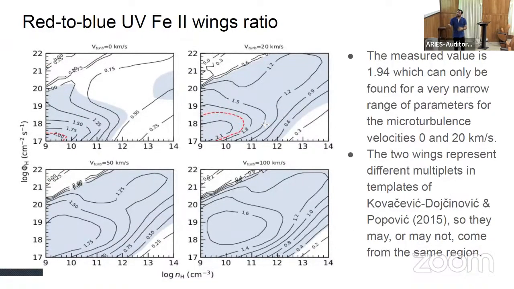Okay, then we also plotted contours for the red to blue ratio. The observed value is 1.9, and again, for our value of 100 kilometer per second, we cannot find this value in our parameter range.